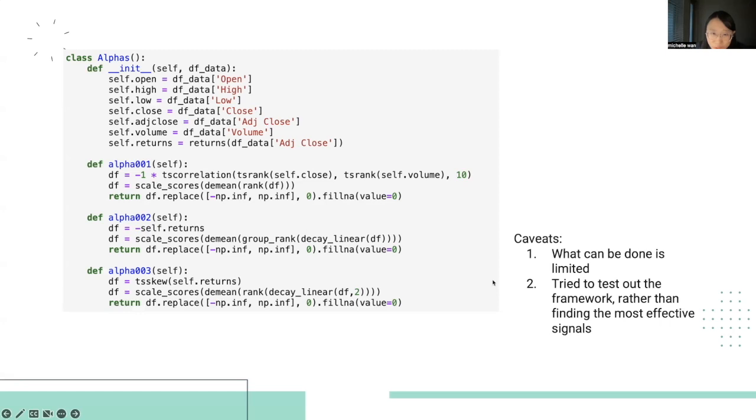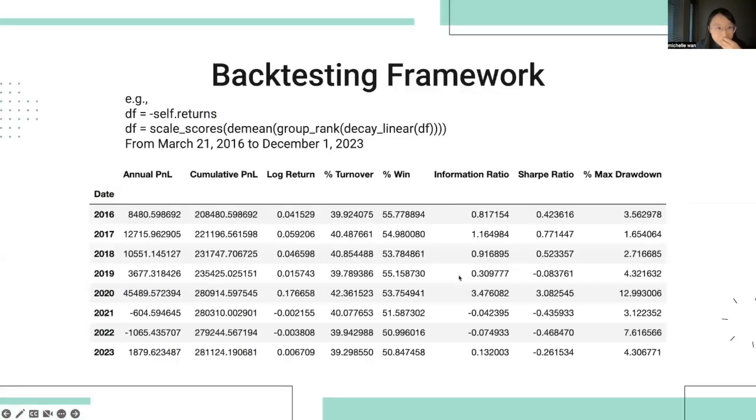I'd also like to address that what can be done is really limited given the data we have and the universe we are operating in. But the goal is to test out the framework rather than find the most effective alpha signals. So here are the 3 alphas.